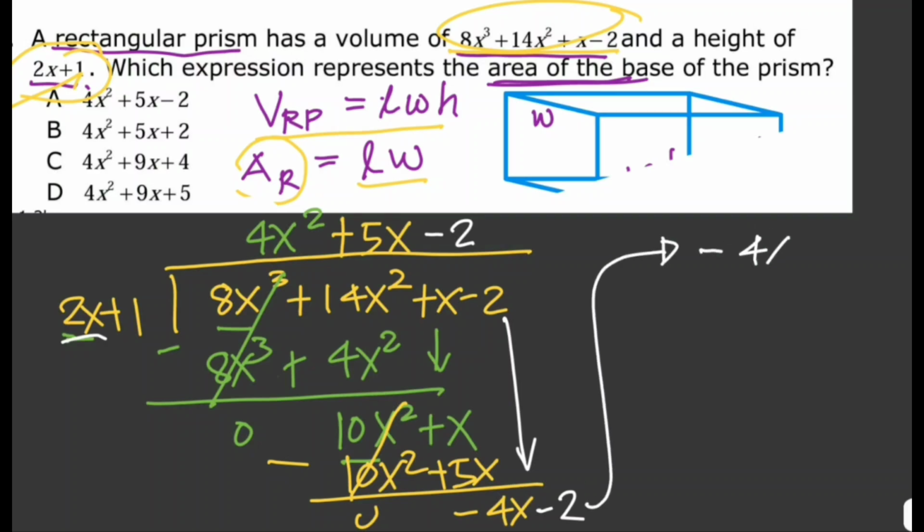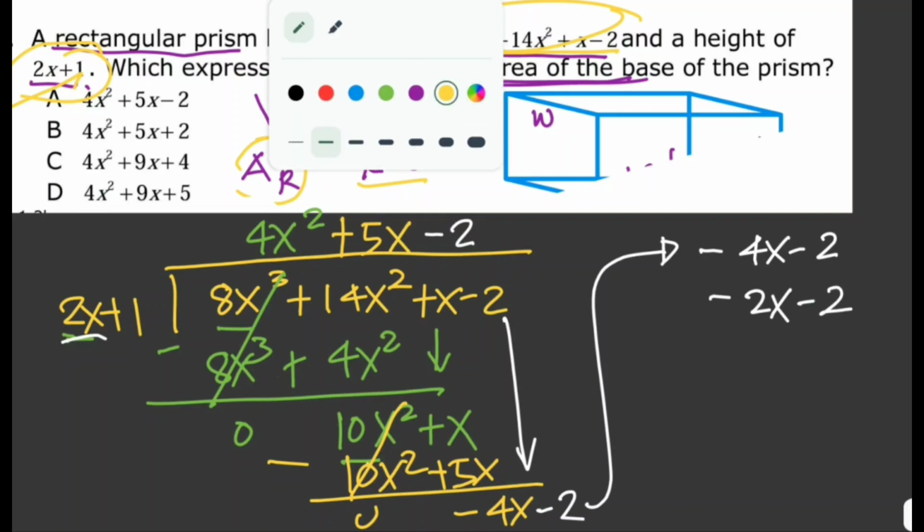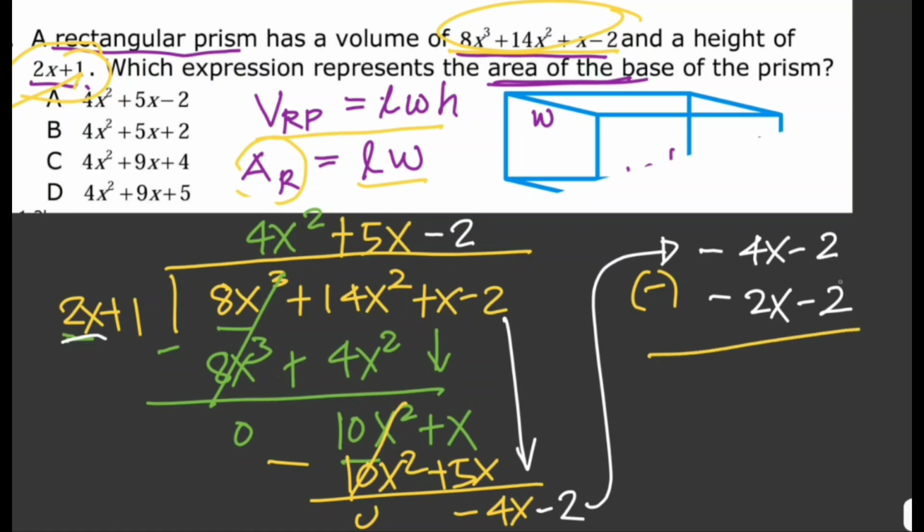Just copy this, negative 4x minus 2. Then negative 2 times 2x is negative 4x. Then negative 2 times 1 is negative 2. And then we subtract. This cancels out, and negative 2 plus 2 is also 0. Therefore, our answer is 4x squared plus 5x minus 2 without a remainder.